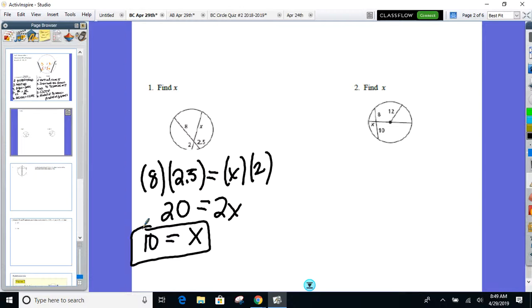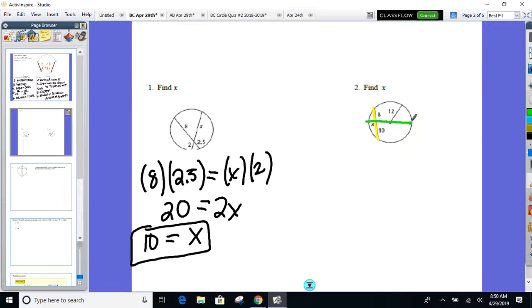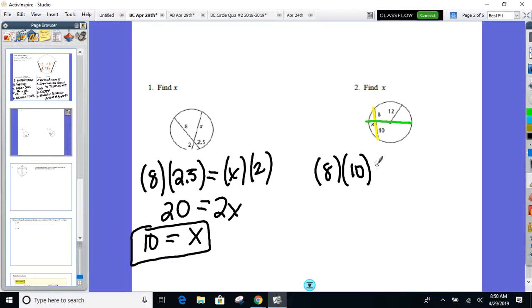Okay. Let me ask you this. Do you see two chords in this diagram? You see two chords. Most of you probably see this one, the one that's made up of 8 and 10. And remember what else is considered a chord? The diameter. I think it's pretty easy for most of us to set up the first part, which is 8 times 10. Now we got to slow down. Now I need the other two parts from the diameter.